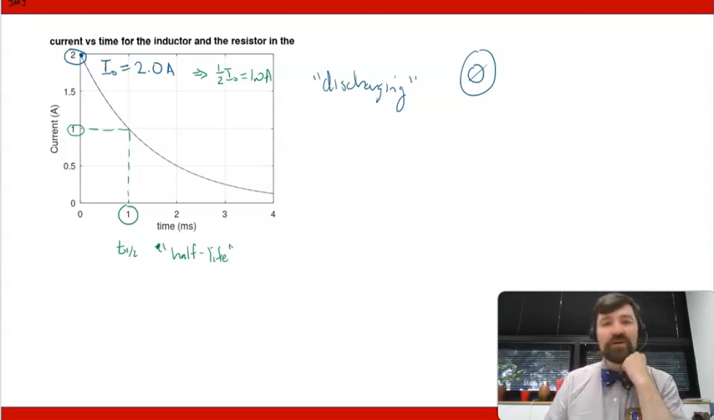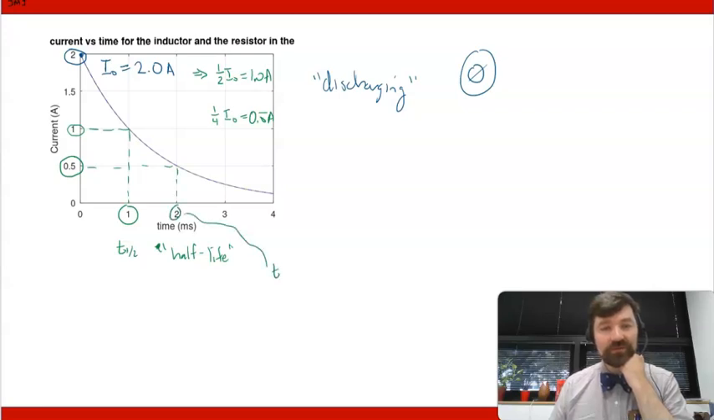On a similar note, a quarter of I0 is 0.5 amps. And so this right here would be that quarter. I come over here, I come down here. This would be my quarter life, T 1/4.